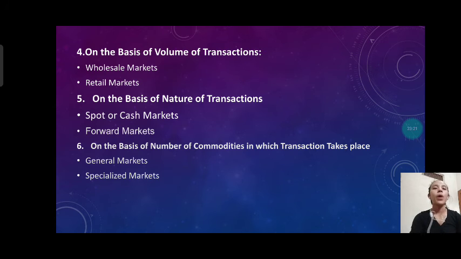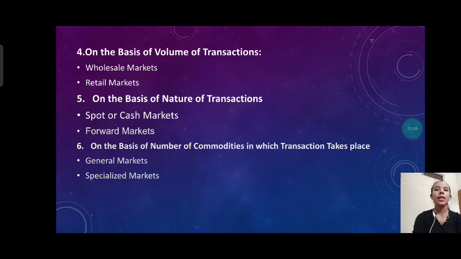The fourth classification of markets is on the basis of volume of transaction, which includes wholesale markets and retail markets. When we say wholesale markets, it is one in which commodities are bought and sold in large lots or in bulk. Transactions in this market take place mainly between traders.